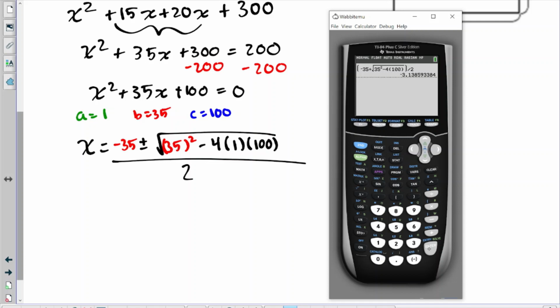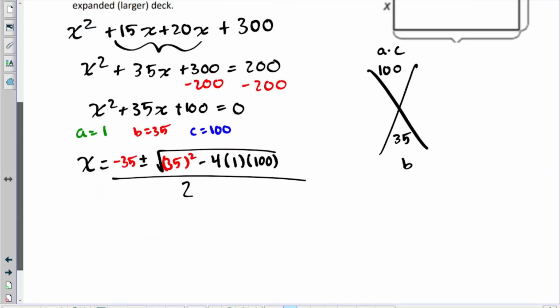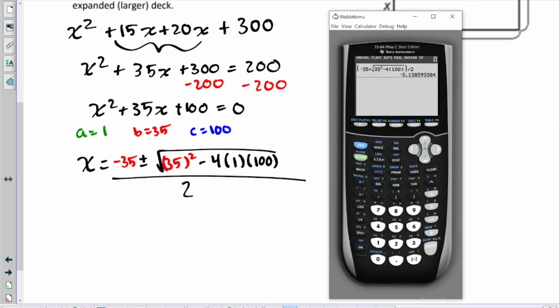Wait, what? That shouldn't, wait, what? Negative 35 plus 5? Oh, because I'm going to have an extraneous solution. Wait, no, there's no way. Wait, what? Huh? I'm super confused now. What's 35 squared? Minus 400. Second answer, or square root of 825 is 28. Huh. What did I do wrong?